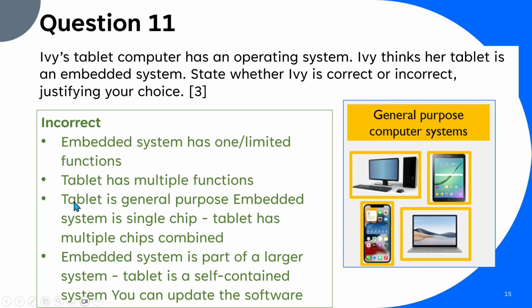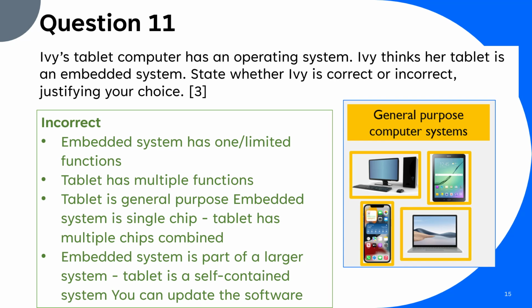Another example here, the tablet is general purpose, embedded system is single chip. Tablet has multiple chips combined because a tablet can have a dual core or a quad core processor, which means it has more cores. Embedded system is part of a larger system, whereas the tablet is a self-contained system and you can update the software on it. That means it's a general purpose system.